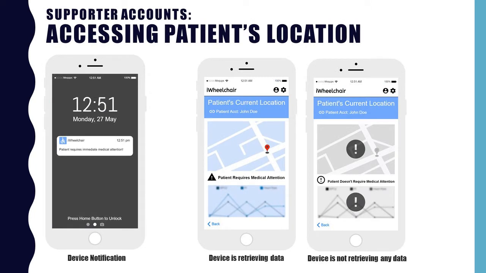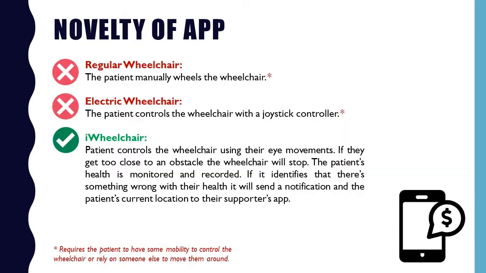If the supporter chooses to access the patient's current location, they select the location button to view the patient's location and current health if they require medical attention. If they require medical attention, a notification will be sent to the supporter's mobile device. If the patient doesn't require medical attention, the patient's current location will not be displayed.